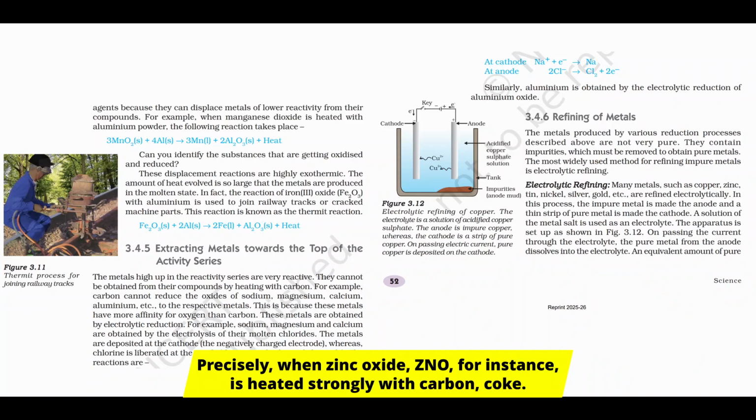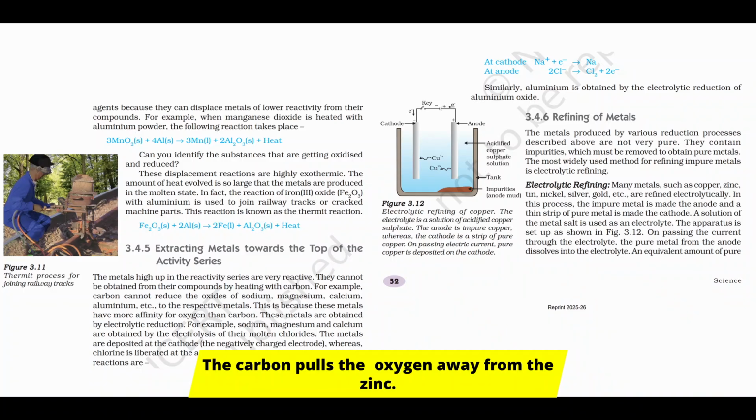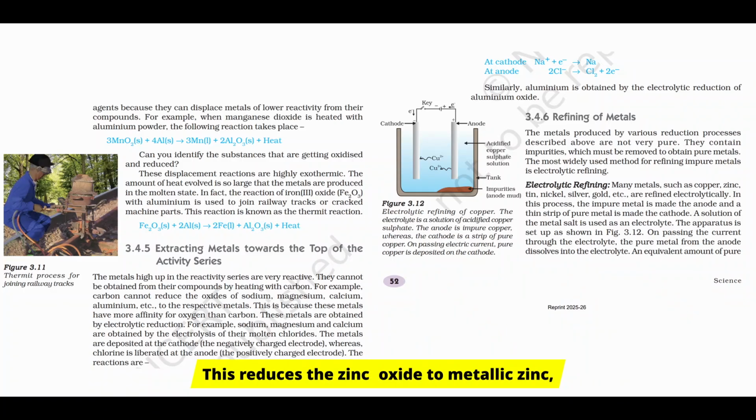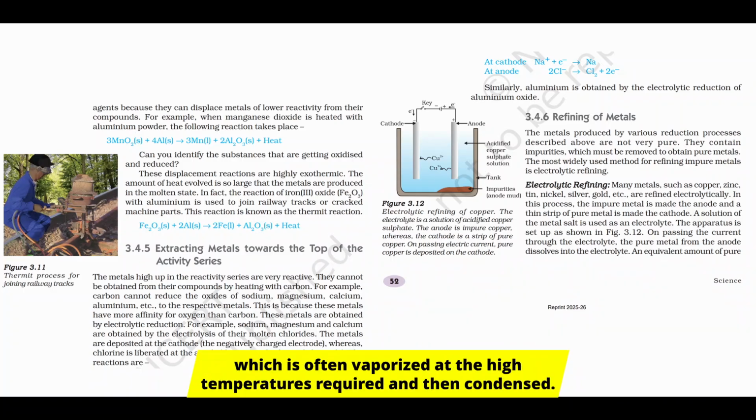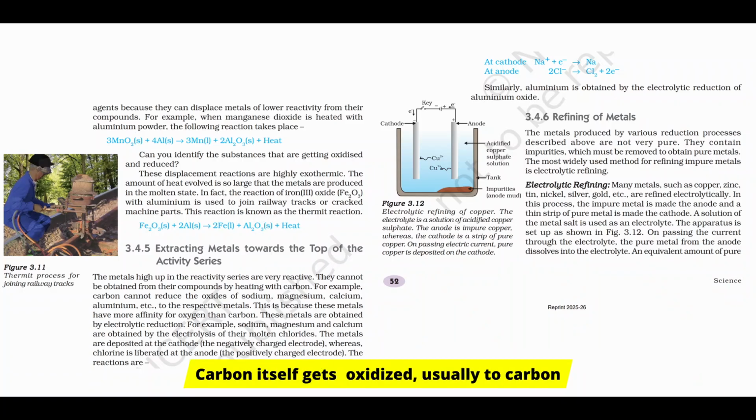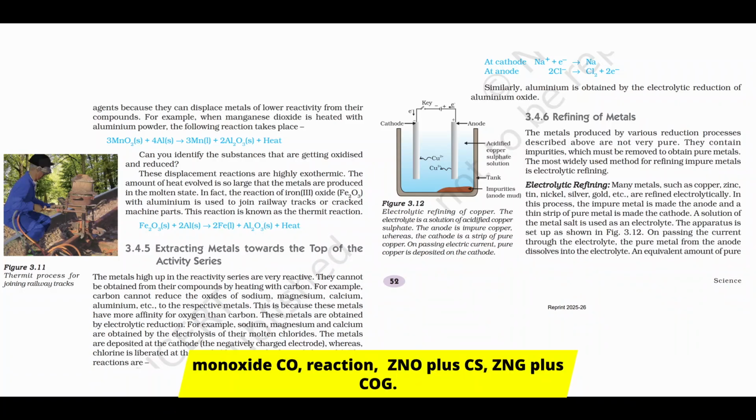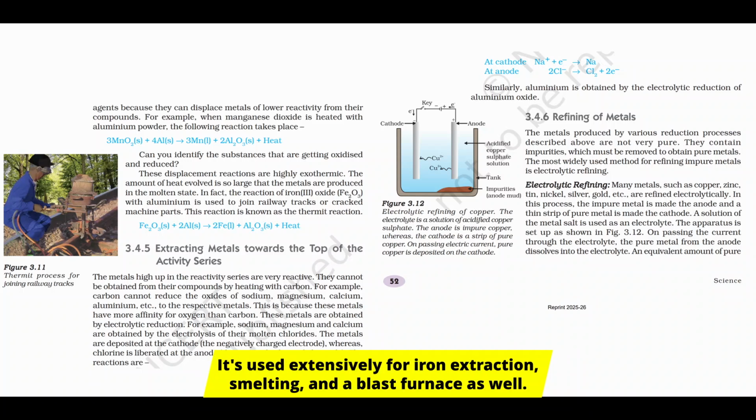Precisely. When zinc oxide, ZnO for instance, is heated strongly with carbon, coke, the carbon pulls the oxygen away from the zinc. This reduces the zinc oxide to metallic zinc, which is often vaporized at the high temperatures required and then condensed. Carbon itself gets oxidized, usually to carbon monoxide, CO. Reaction: ZnO + C → Zn + CO. This is a classic example of reduction using carbon. It's used extensively for iron extraction, smelting in a blast furnace, as well.